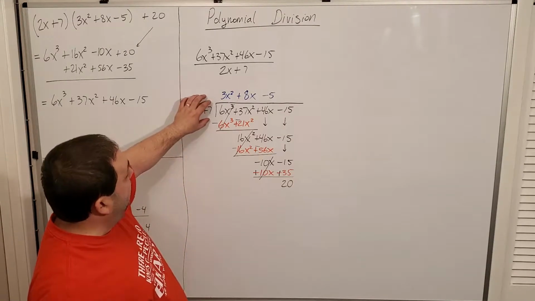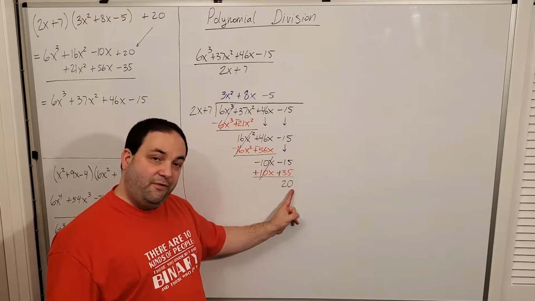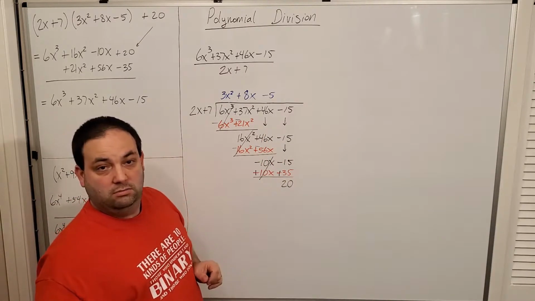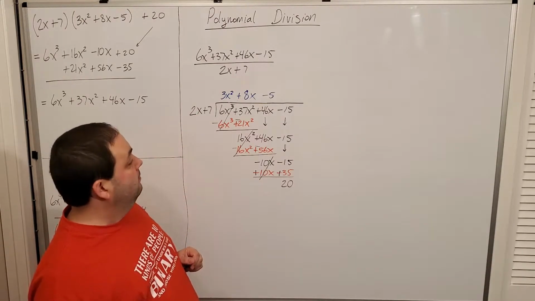Okay? If out here in this divisor I had x to the 5th, then as soon as I hit x to the 4th in the leftover, I'm done. Okay, I can't go any lower than what the highest power over here is.